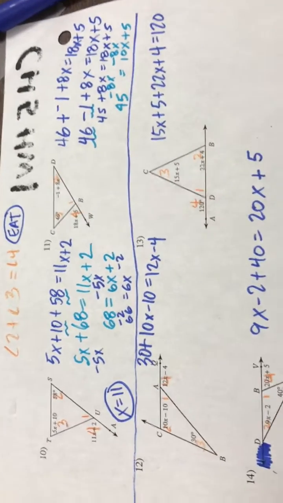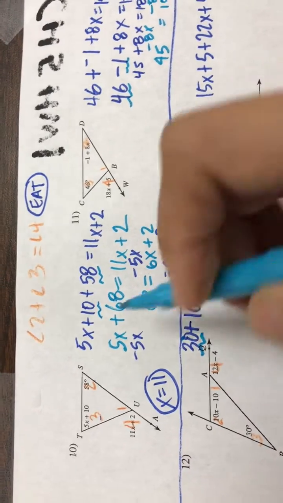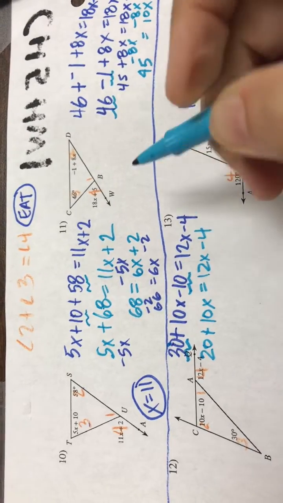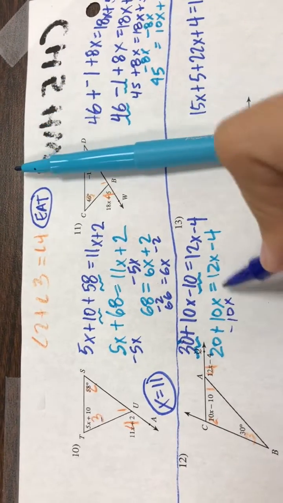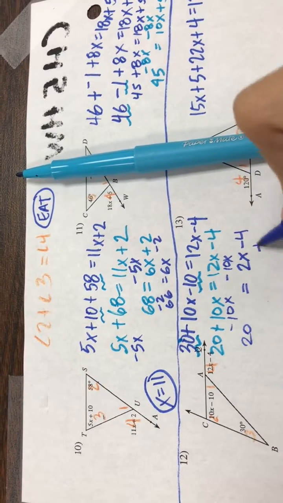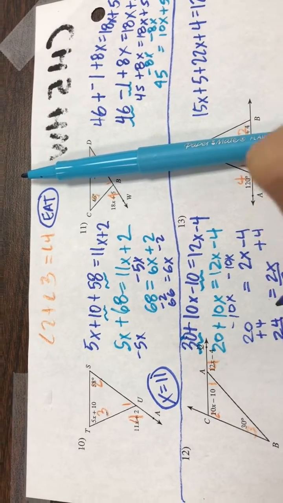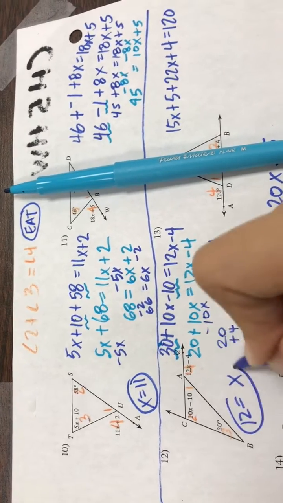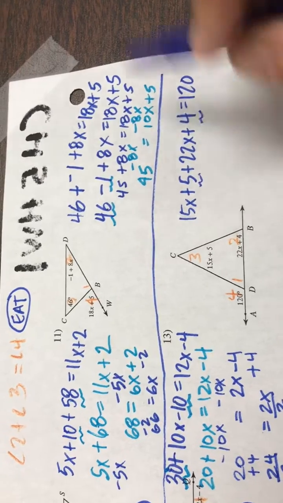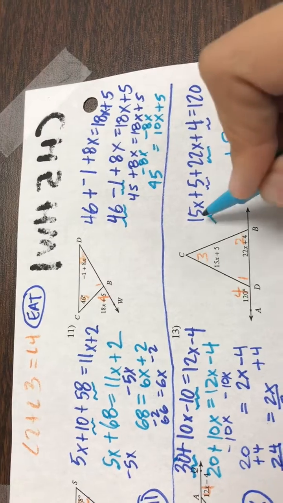Let's keep on going. 12. It looks like 30 and negative 10 could be combined to make 20. I could subtract 10x on both sides. I could add 4 on both sides. I could divide by 2 on both sides. Okay, keep it going. Combine, combine.